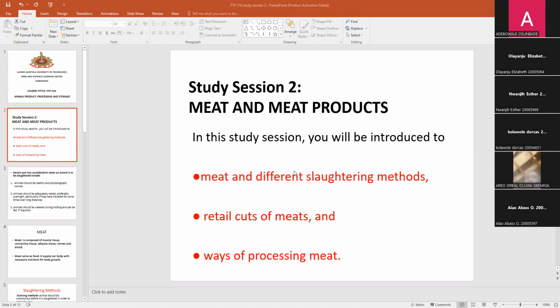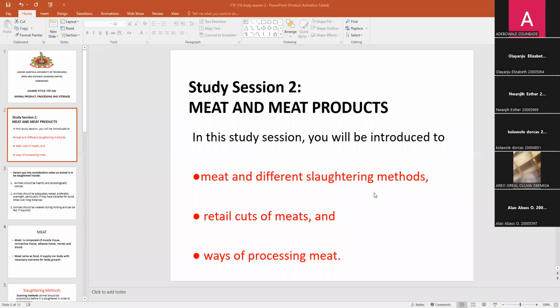Today we are looking at meat and meat products. In this study session, we'll be introduced to meats and different slaughtering methods, different methods that we can use to slaughter meats. Then we are going to look at the processing of meats, and we are going to look at the retail cost of meats.